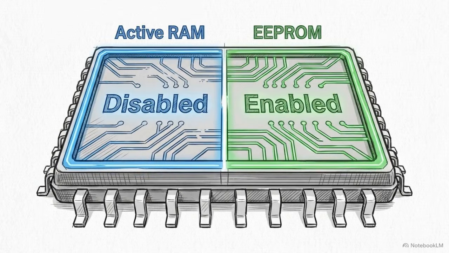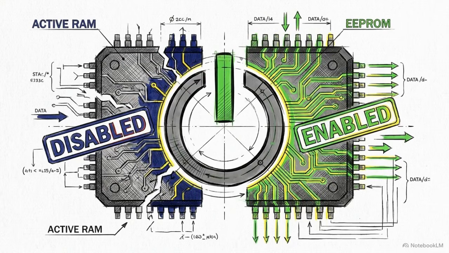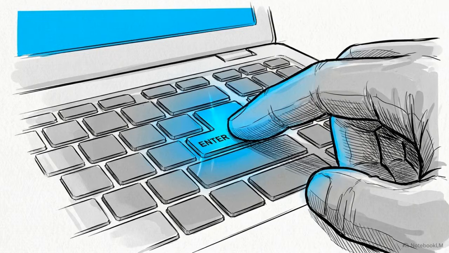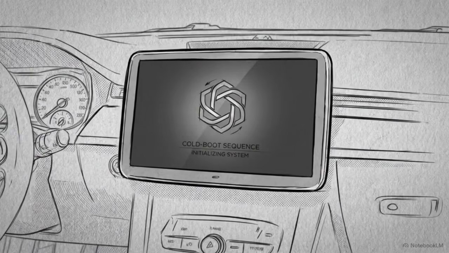The system is currently running on the old data cached in its active RAM. It will not read the newly updated EEPROM data until it is forced to restart. To trigger this restart, we send UDS service 0x11, which initiates a hard ECU reset. Watch the dashboard as the command executes.